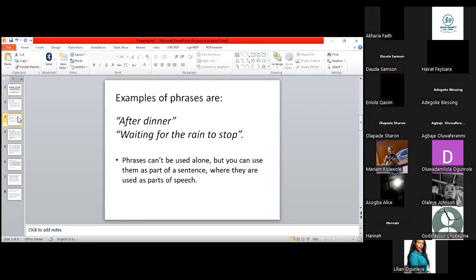So don't be surprised when I say that in a sentence, we can have a noun phrase, we can have a verb phrase, we can have an adjectival phrase, we can have a prepositional phrase, we can have an adverbial phrase, and so on and so forth. So a phrase cannot be used alone. Rather, they can be used as part of a sentence. Or what I can say is that by the time you bring several phrases together, you may be able to form a clause. And by the time we get into the meaning of a clause, you understand this better.